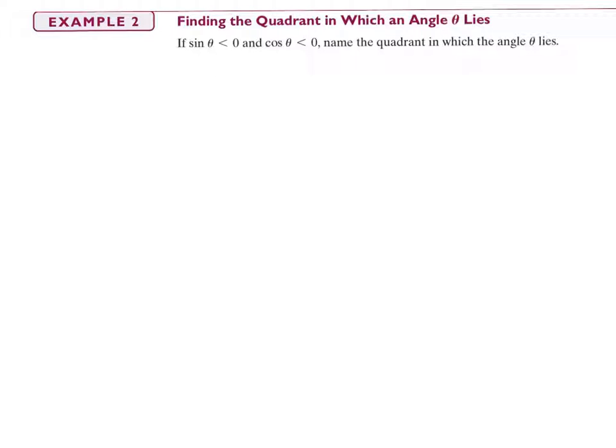So here's an example. If sine is less than 0 and cosine is also less than 0, name the quadrant in which the angle lies. If sine is less than 0, that means y is negative, and if cosine is less than 0, that means x is negative. The quadrant in which both values are negative would be quadrant 3.